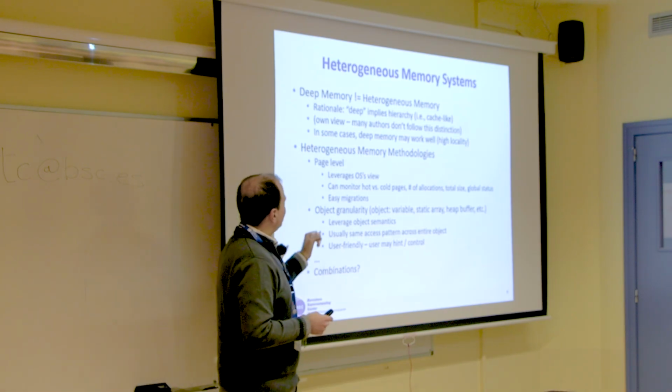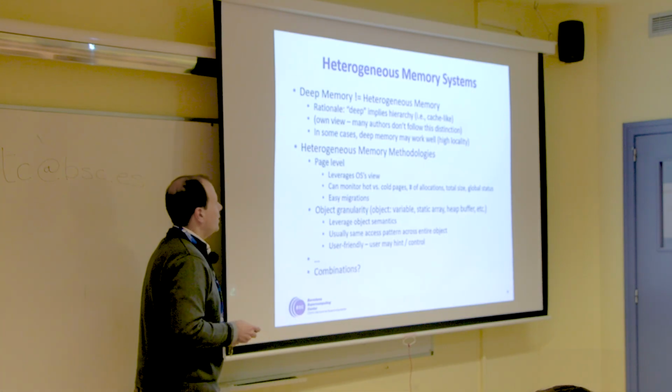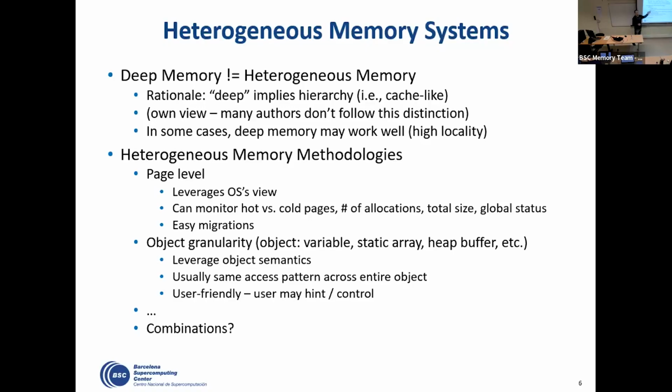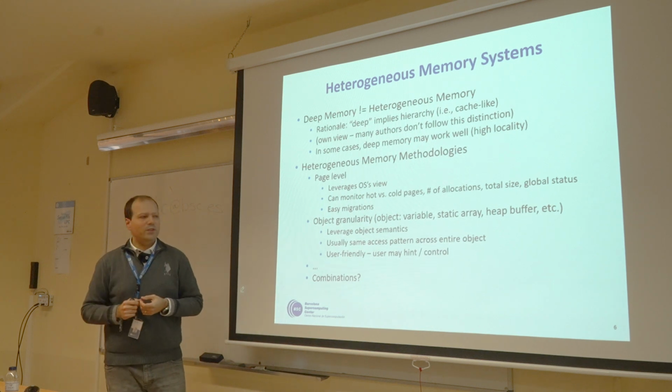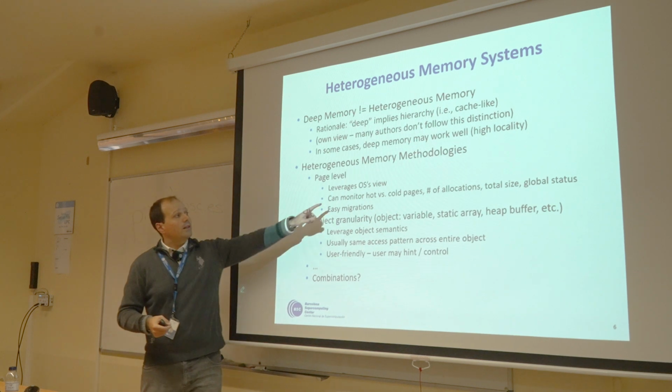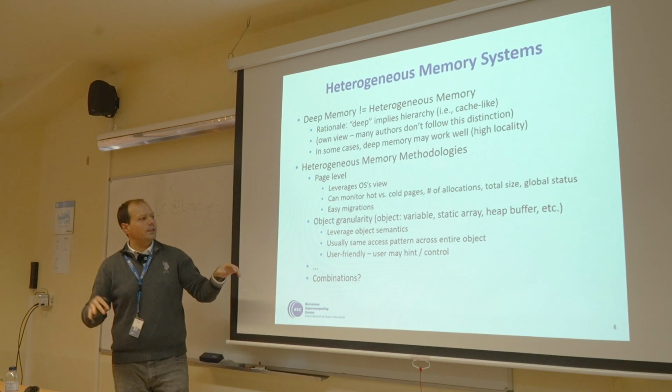I name a few here. You can access them at page level granularity, where you leverage the operating system's view. The operating system can monitor hot or cold pages, those that are accessed more or less, and then do migration, swapping between different memory tiers, so that the ones accessed more frequently are promoted to the closest, fastest and smaller memory subsystem, and the others are demoted. But the operating system is the one that has that view. You don't see that. We will see that.